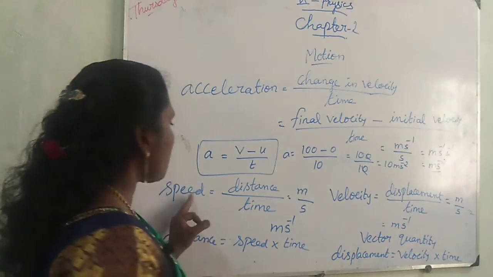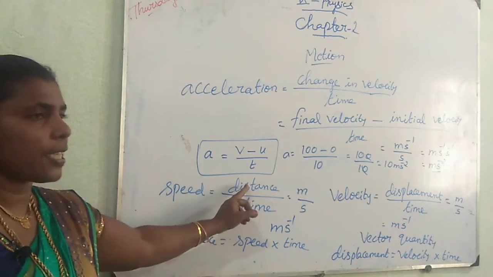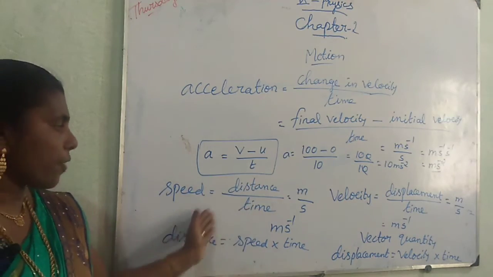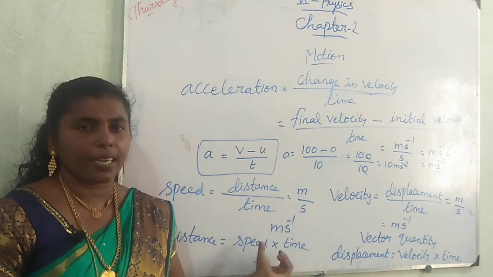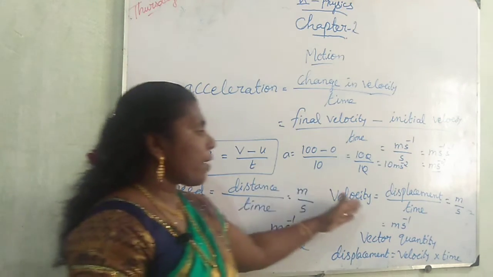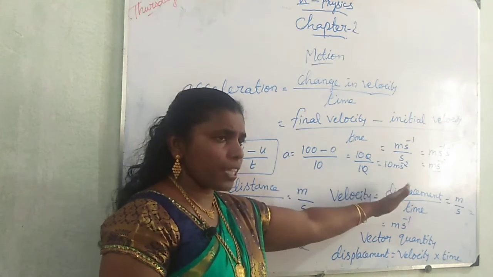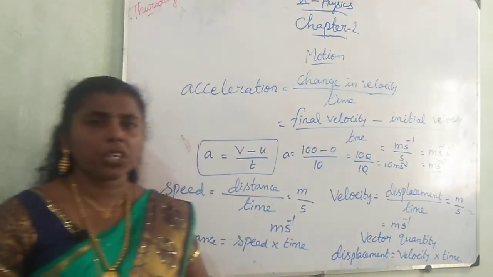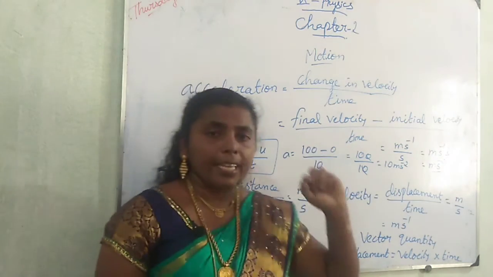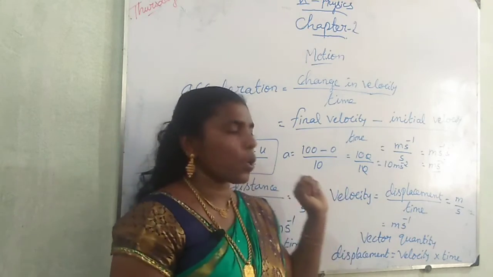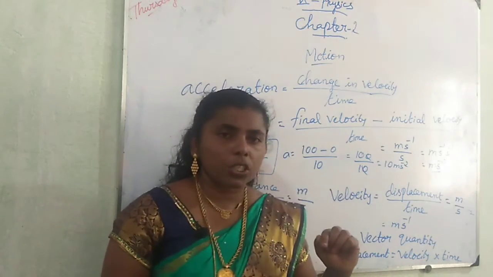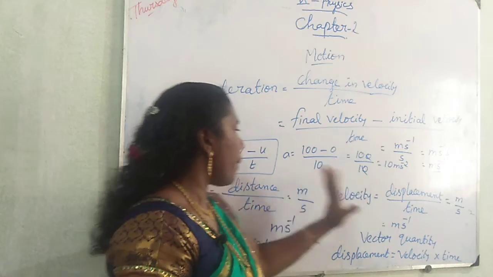So we have learned speed. What is the formula for speed? Distance divided by time. What is the unit of speed? Meter second power minus 1. What is the formula for velocity? Displacement divided by time. How should we say the definition? Rate of change of displacement is called velocity. What is the unit of velocity? Meter second power minus 1.